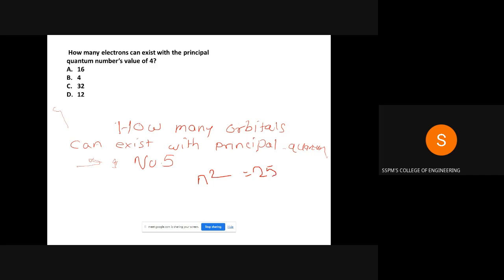If the number of subshells is asked, the number of subshells is equal to the principal quantum number, so the number of subshells is 5. And how many electrons exist in principal quantum number 5? You can calculate by using 25 multiplied by 2, which means 50. So 50 is the correct answer.